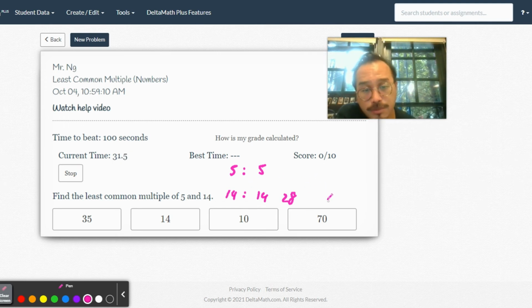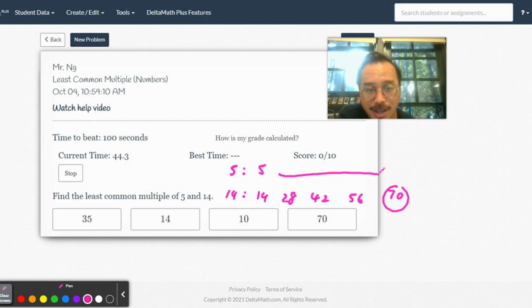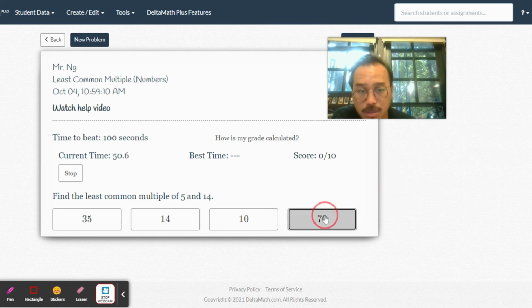So let's see. 14, 28. 3 times 14 is 42. 42 plus 14 is 56. Plus 14 is 70. There you go. Bingo, 70. And 5 eventually will become 70.